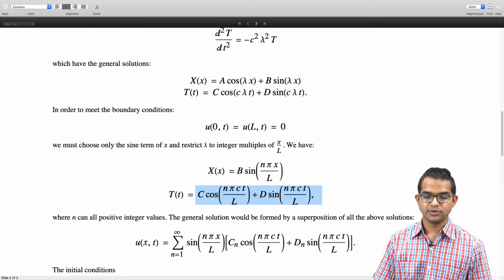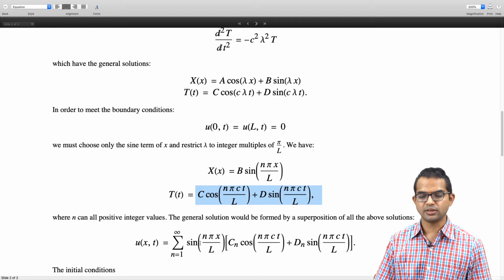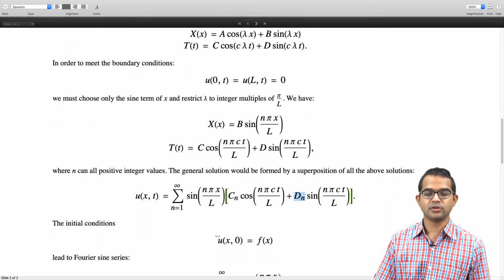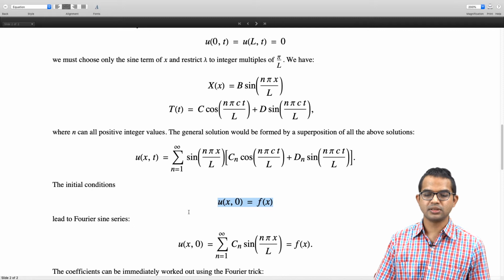So in fact we should consider a sum like this, u of x comma t. We don't need to put this constant b here because it's going to get absorbed in these coefficients. Cn and dn need to be determined. So the initial conditions, we will make use of these initial conditions to determine these coefficients.